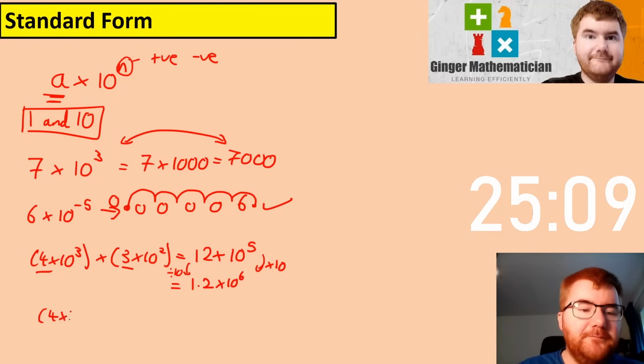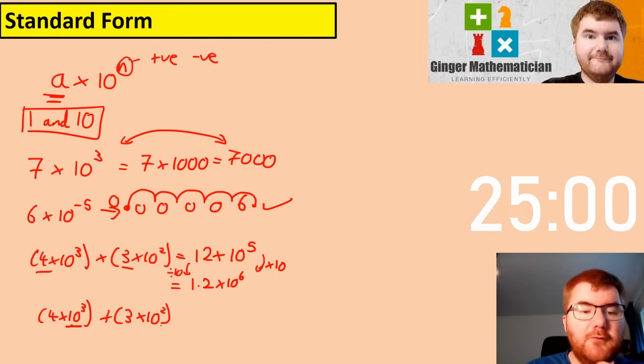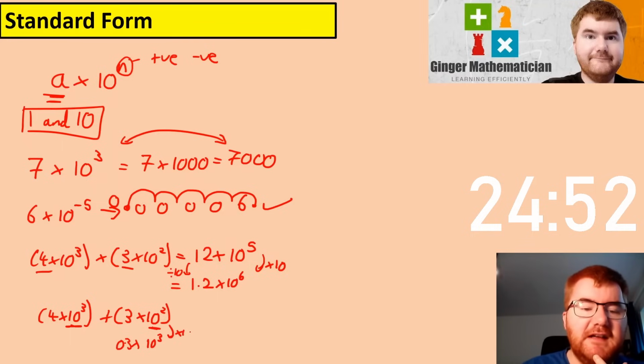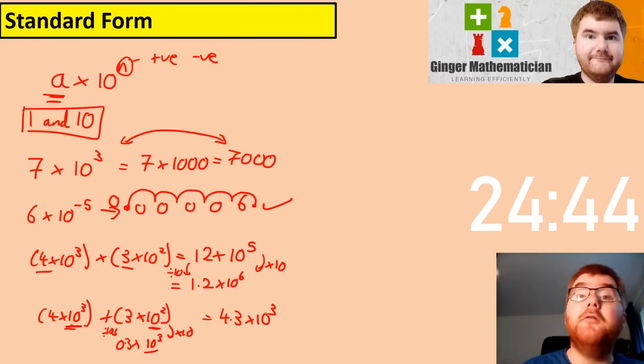Sometimes they can ask you this kind of question where you're adding with standard form. The general trick here is to make the base the same. So you want to make this the same or this the same. So you have different choices here. I'm going to make this the same. So we can do 10 to the power of 3, 0.3 times this by 10 and divide this by 10. And the reason is now this is the same. We can just add together and get 4.3 times 10 to the power of 3.